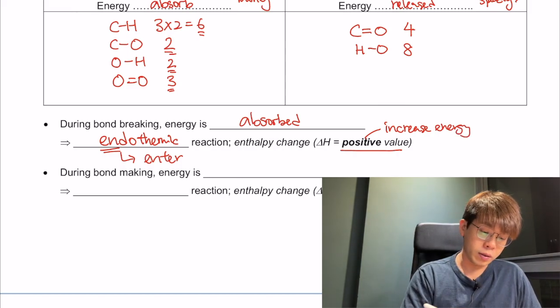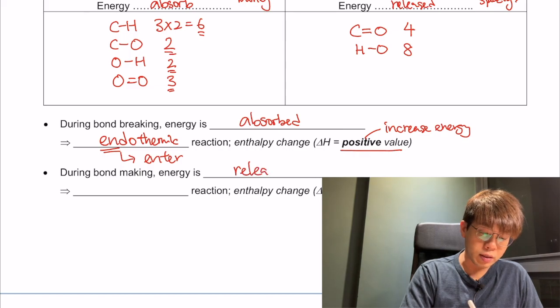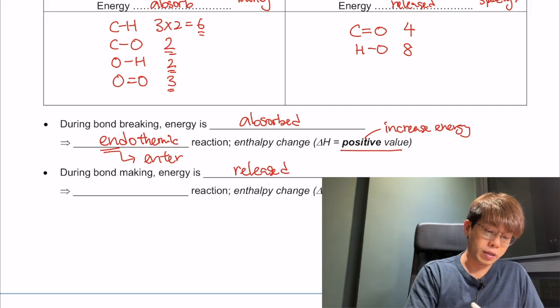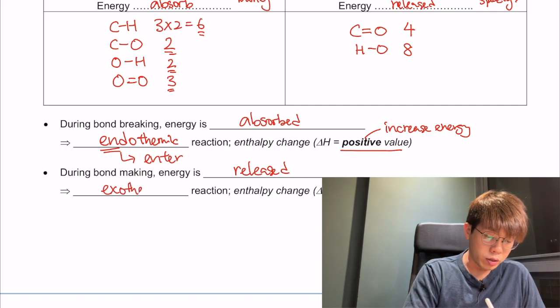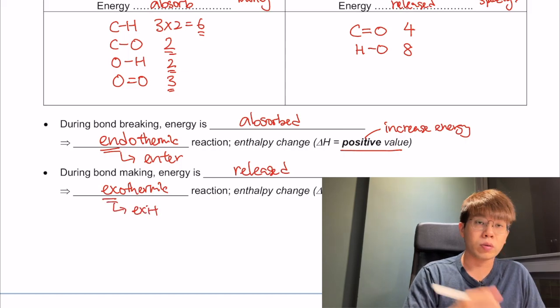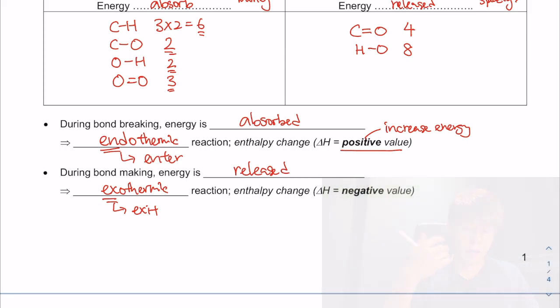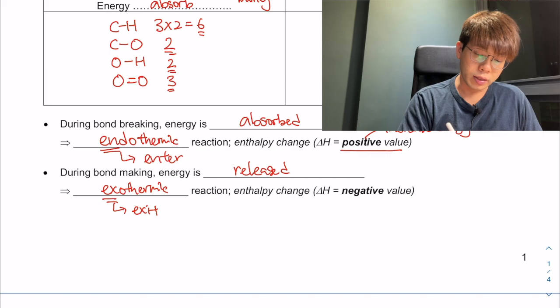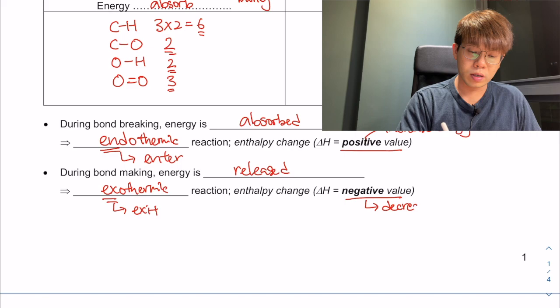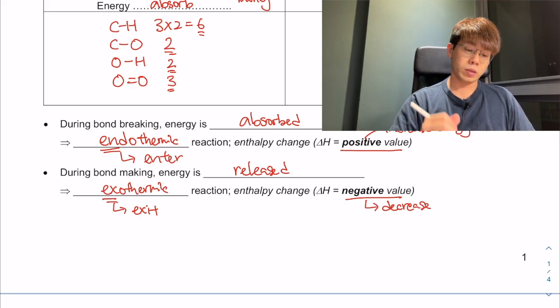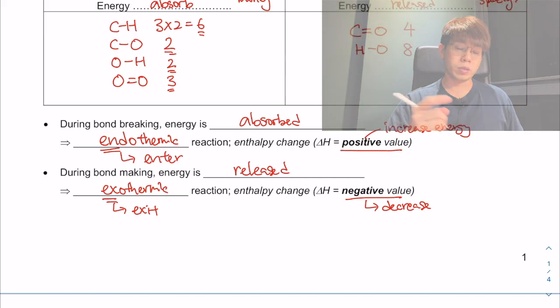During bond making, the energy is released. It is an exothermic reaction. Remember that ex stands for exit, so energy exits, energy is released. And because energy exits, I lose energy. There is a negative change in energy, which means I decrease in energy. Okay, so keep that in mind, and I'll see you for the next video.